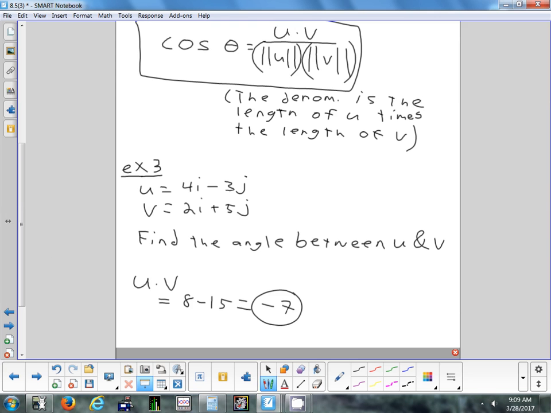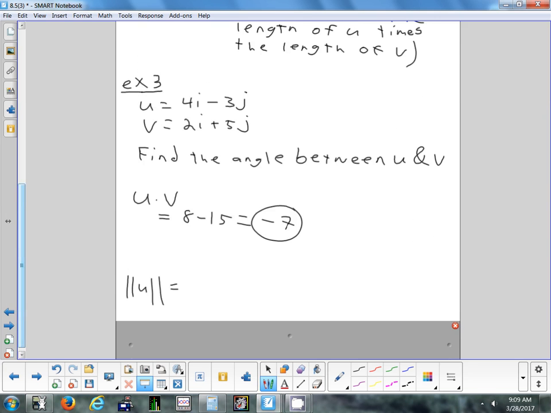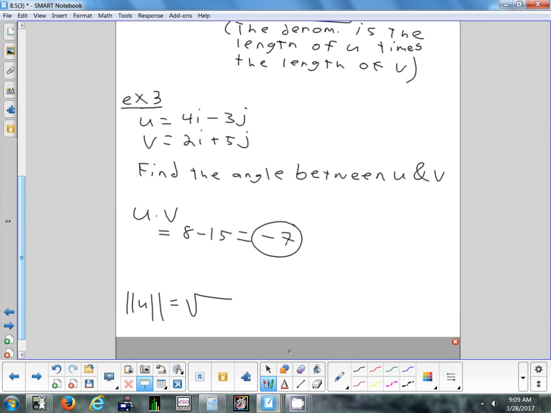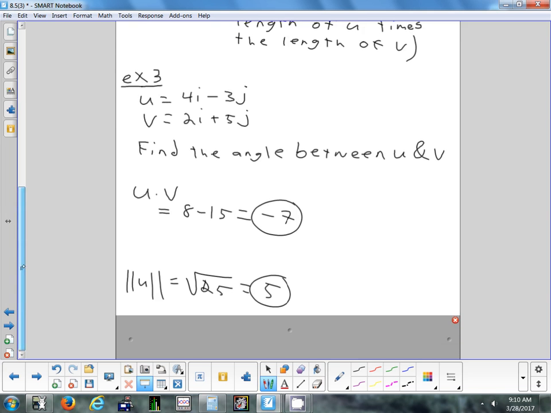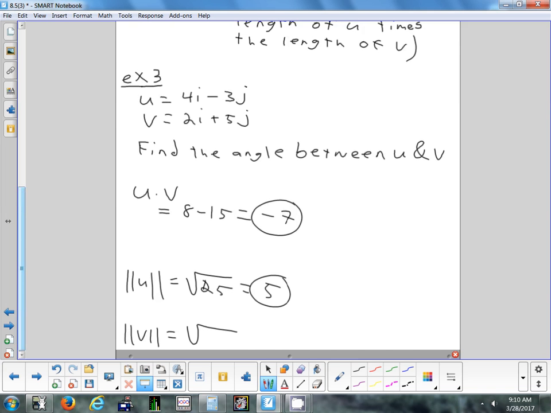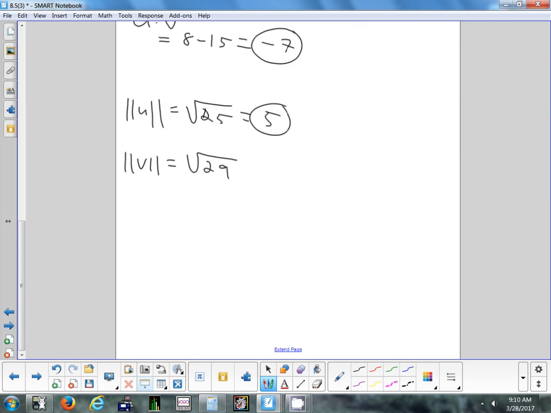That's the numerator. And now I need the length of u. Five. It's 16 plus 9. And then take the square root of 25. So that comes out nice. And what's the length of v? Square root of 29. Okay, so now just fill that into your formula. Cosine of your angle equals the dot product over the product of the magnitudes. And now, what are you going to do to get theta by itself?